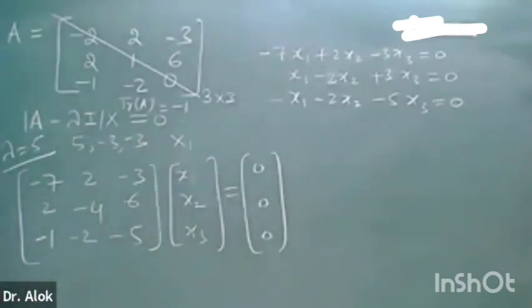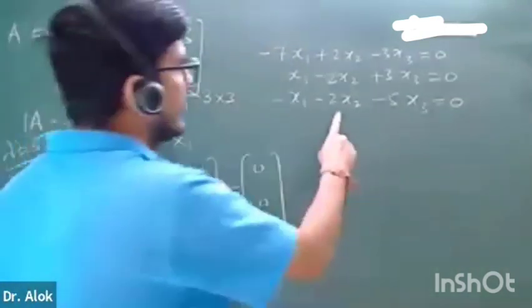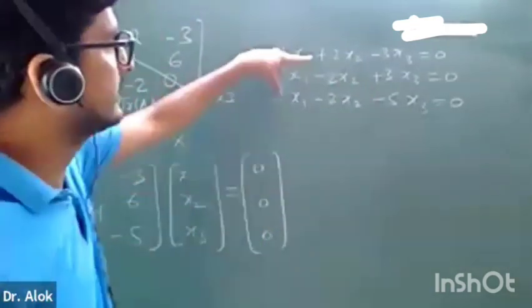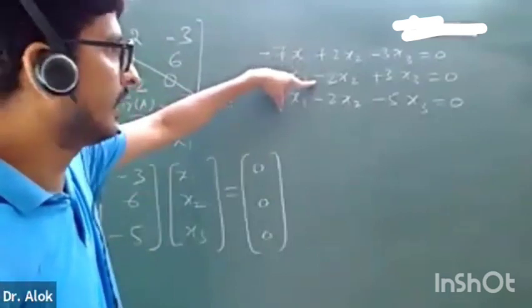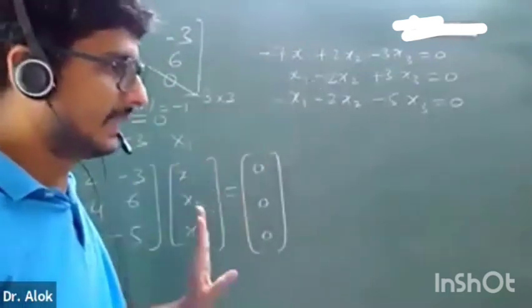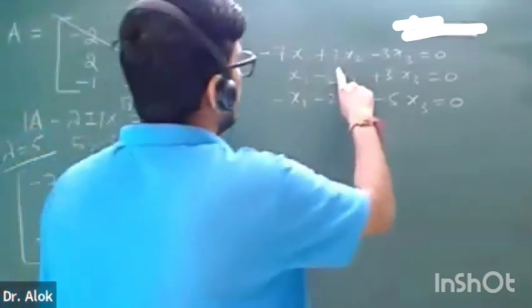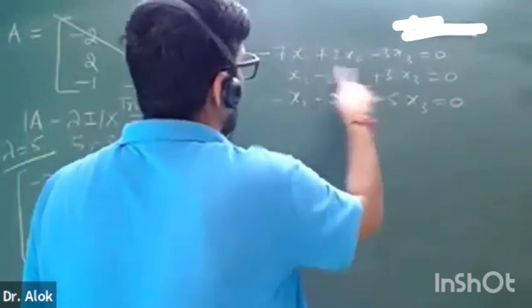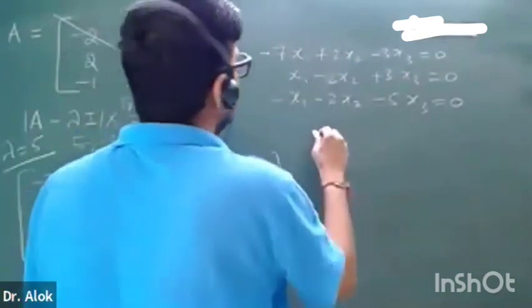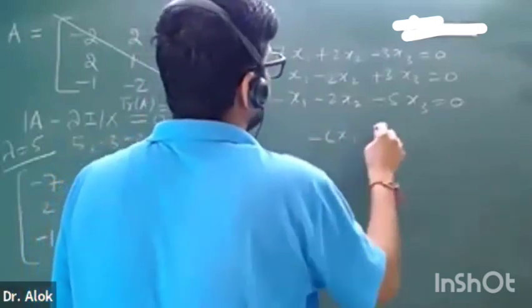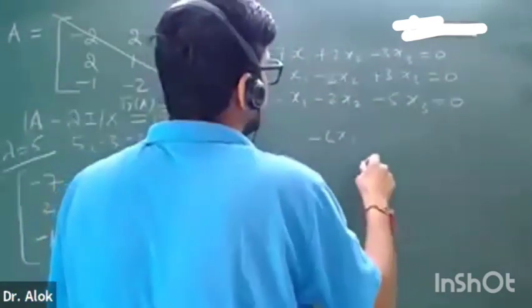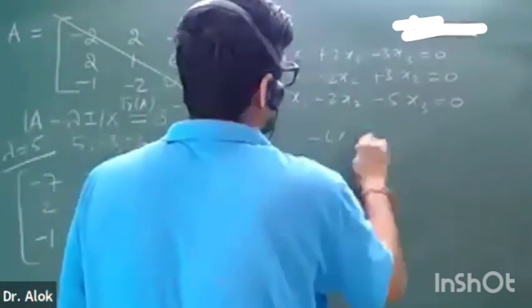What we are going to get? How to solve this? If you want to solve this, reduce same quantities. Remove x2 from this and from this, and remove x2 from this and from this. That is the method. Suppose I want to take out x2 from this, so what I will do? Add this. What you will get? Minus 6x1, and this is the same. So minus 6x1 is equal to 0.